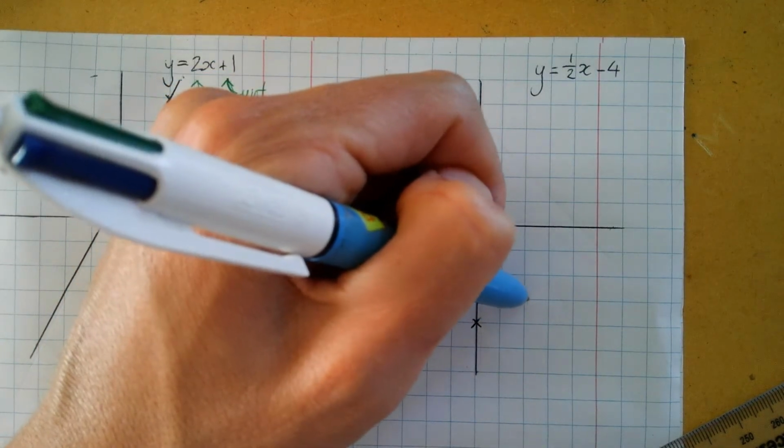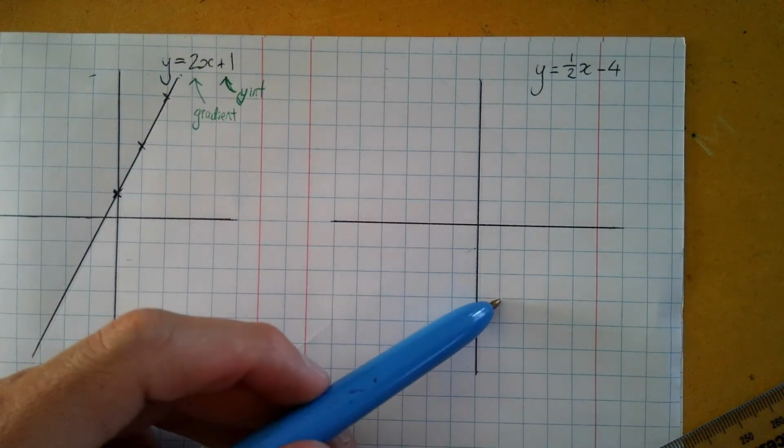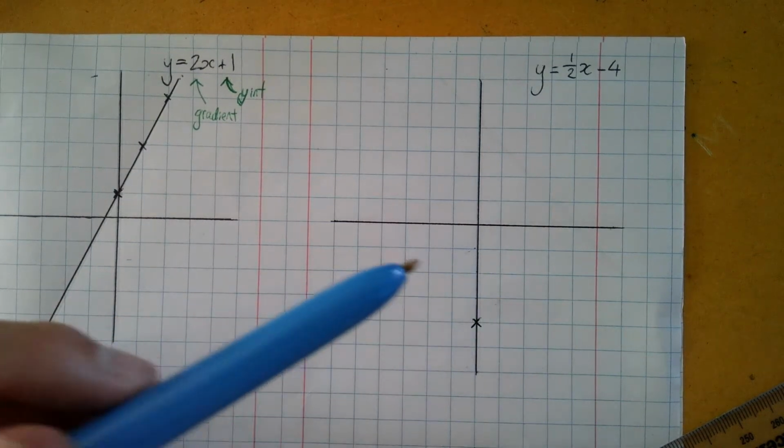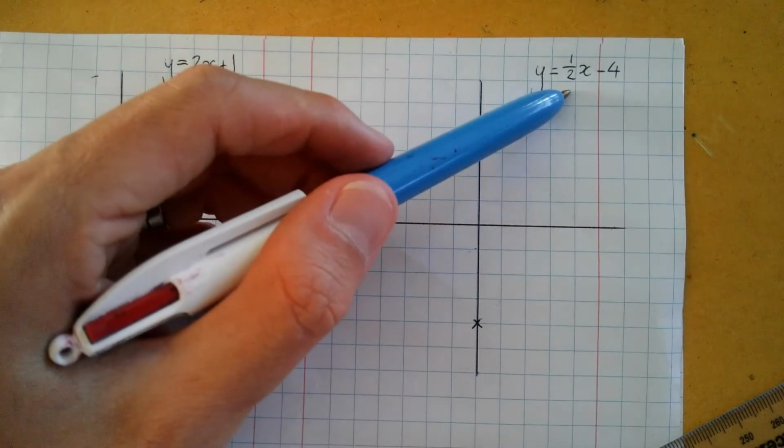Now half, I could plot half each time. I could go half there and then another half and then another half. And it's kind of okay, but we don't know exactly where one half is. We've got these nice grid lines for the half.